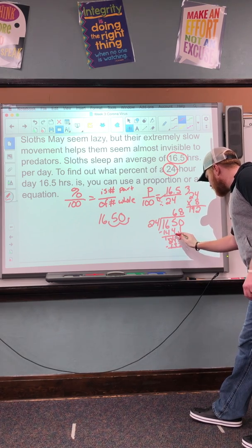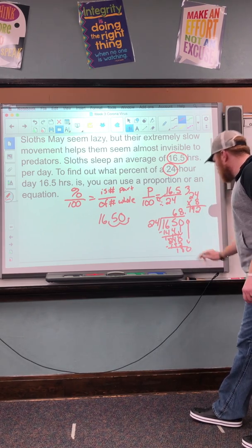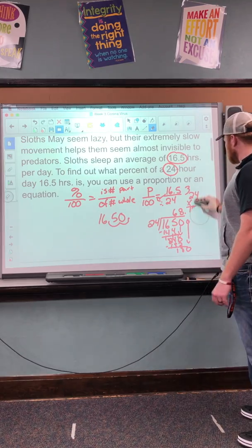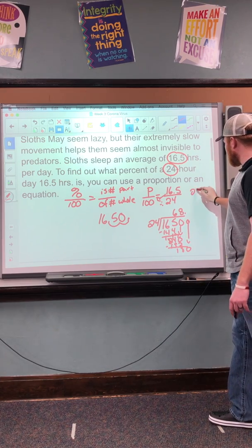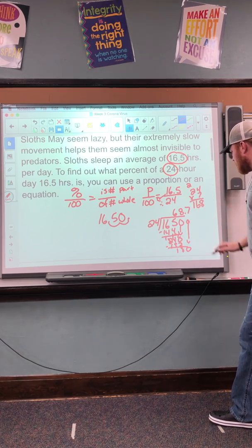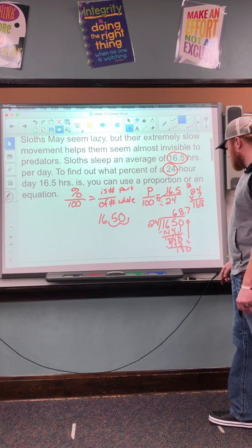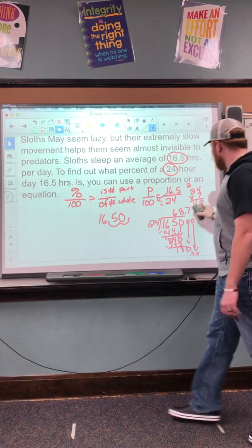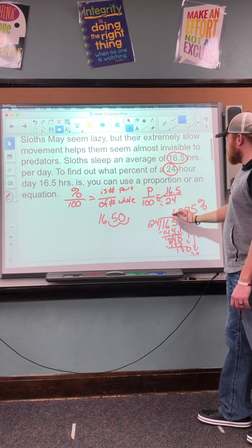Subtract, and we get 18. Bring up the decimal, bring down a 0. 24 can go into 180 seven times, and when we subtract we get 12. We bring down another 0, so it'd be 120. 24 can go into 120 five times. So our answer would be 68 and 75/100 percent of the time.